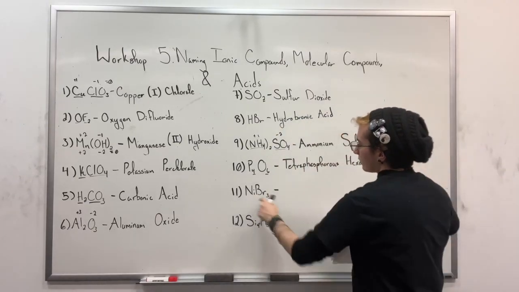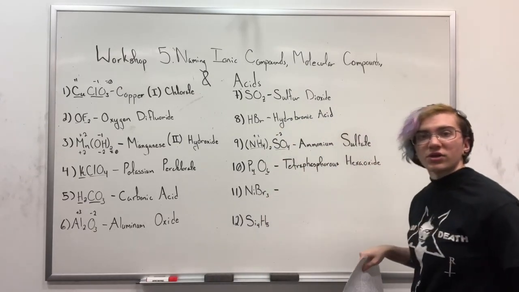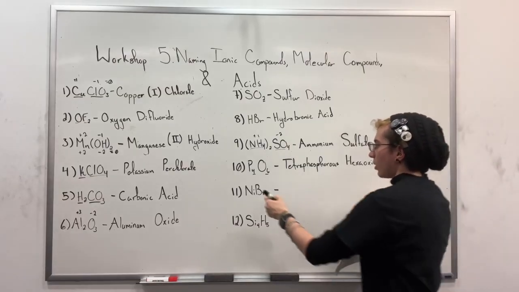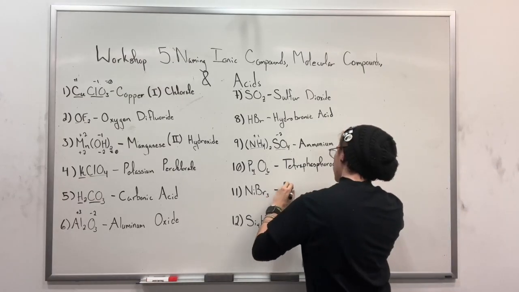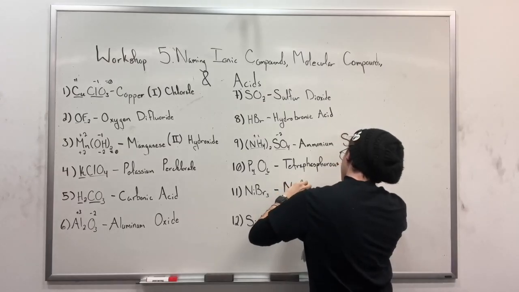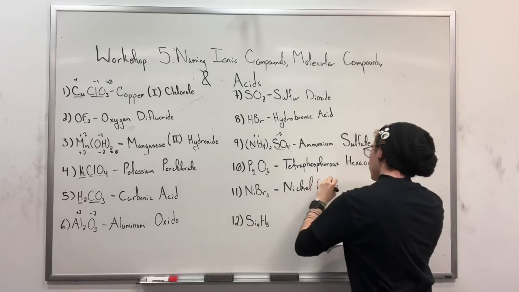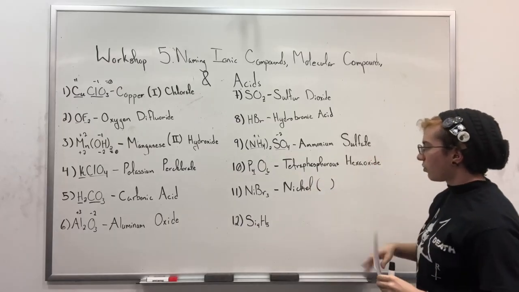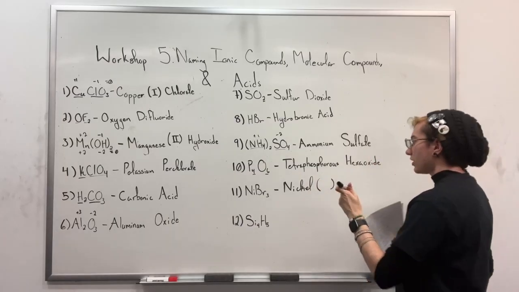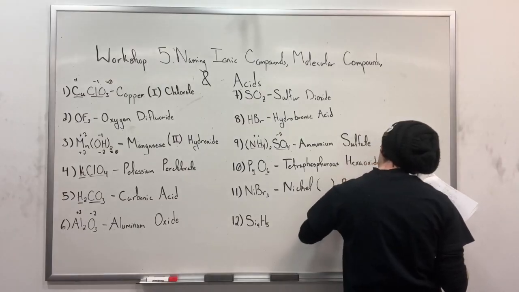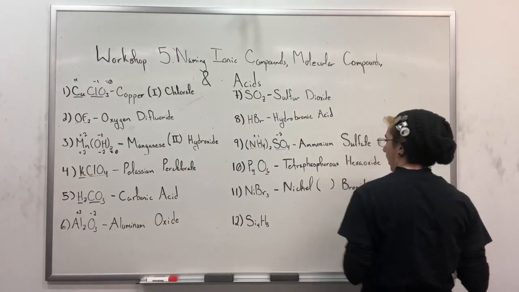NiBr3, Ni is a metal, Br is a nonmetal. We are working with an ionic compound. If we're working with an ionic compound, we name our metal first. Ni is nickel. Nickel is a transition metal, so we need parentheses for our charge. Br is bromine, and since it is our anion, it becomes bromide.